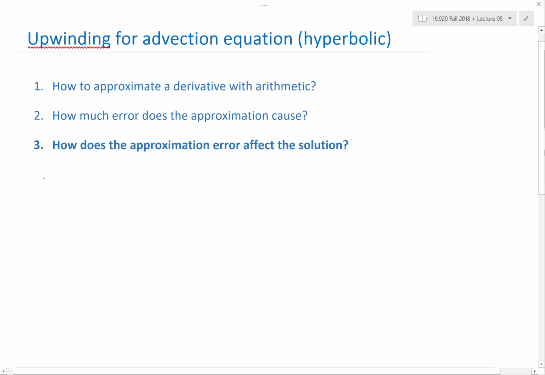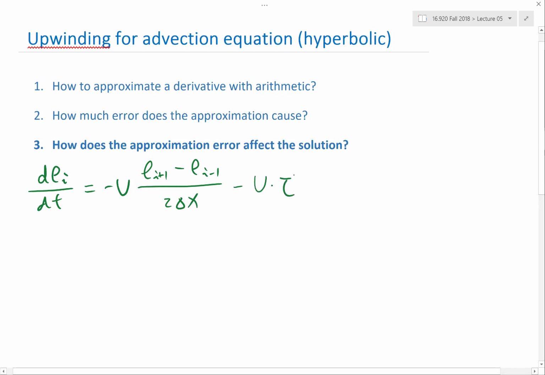So for the central scheme, our dE/dt is equal to minus u times what? If you plug the definition of the error into the central scheme, we always get that the error satisfies exactly the same scheme as whatever numerical scheme you use, plus a term that is the truncation error on the analytical solution. So now this is the error equation for the central difference scheme.